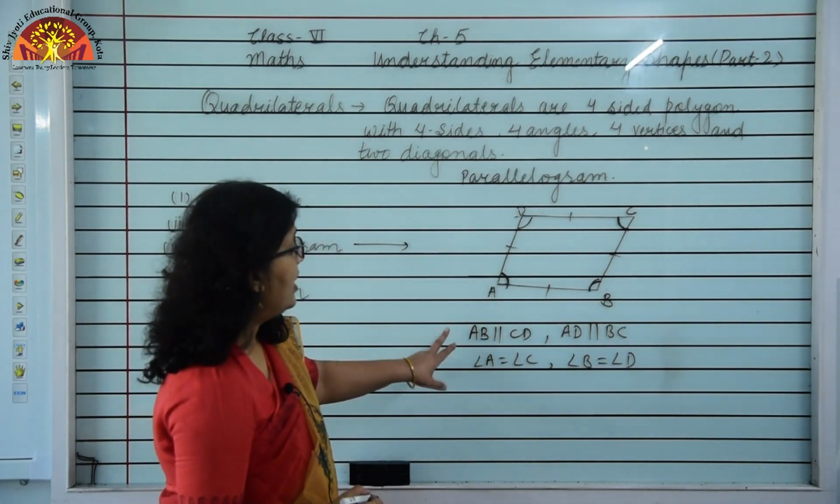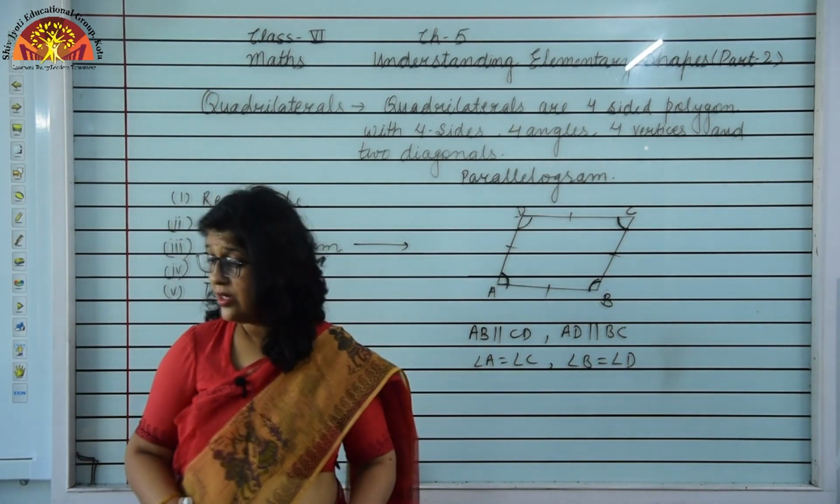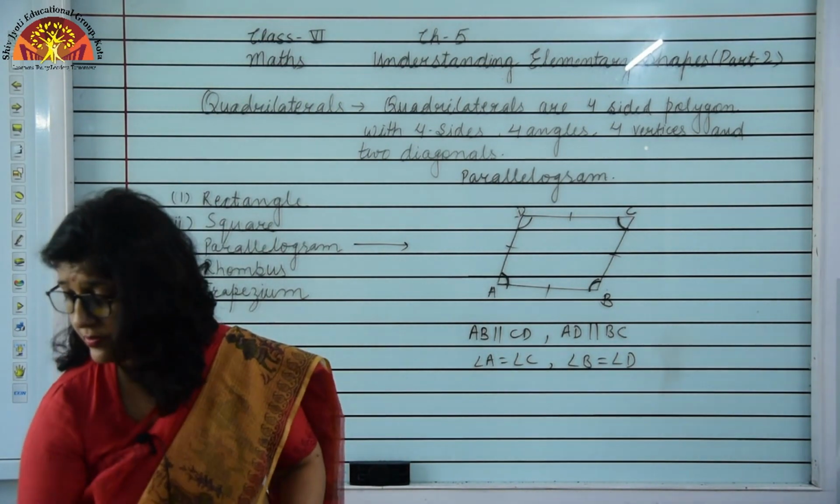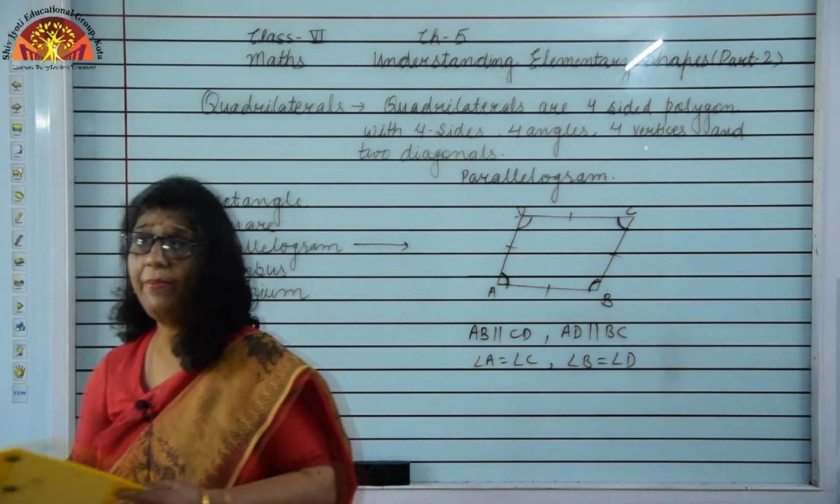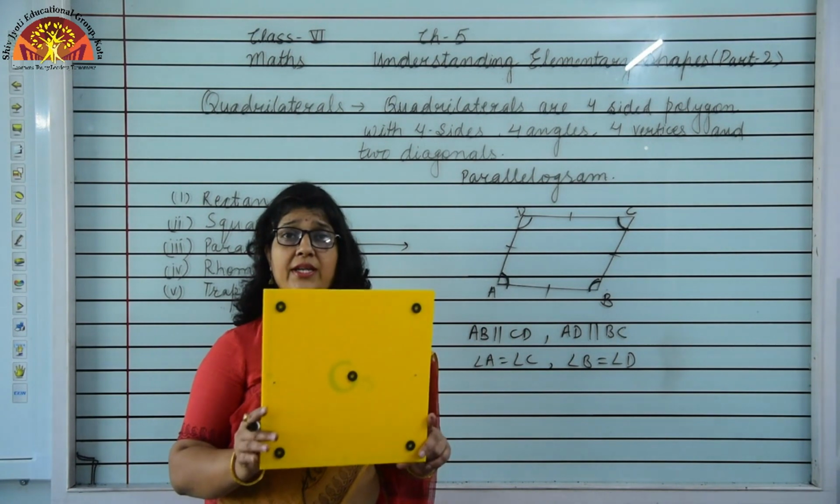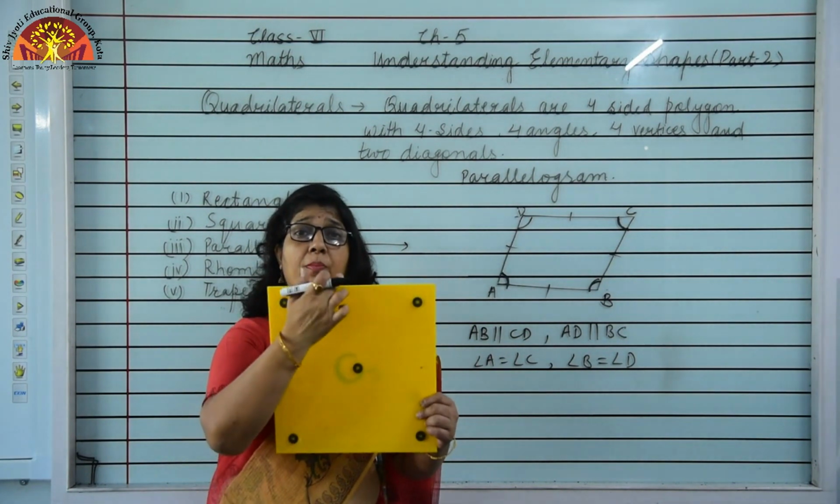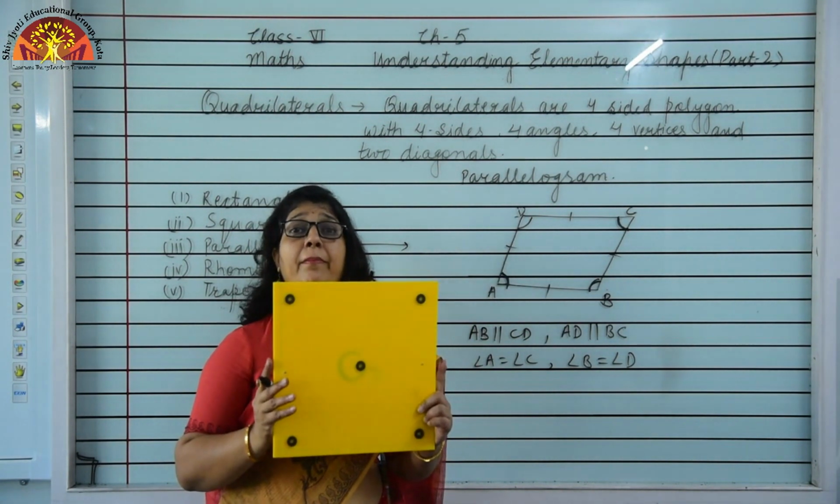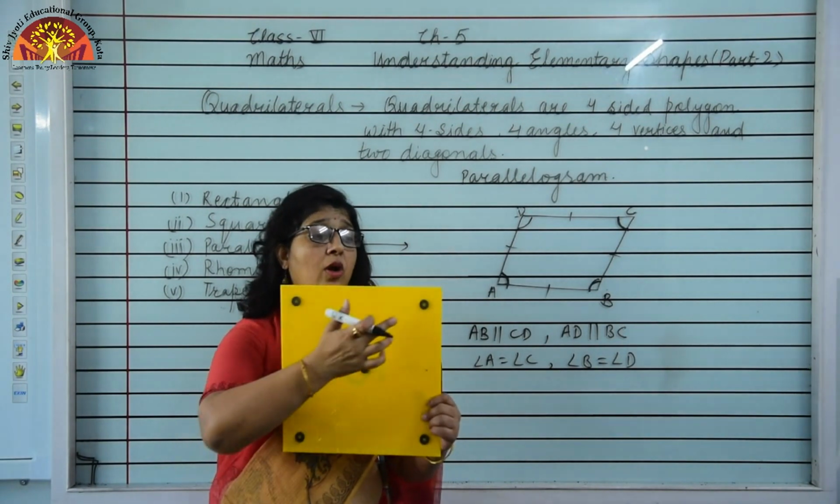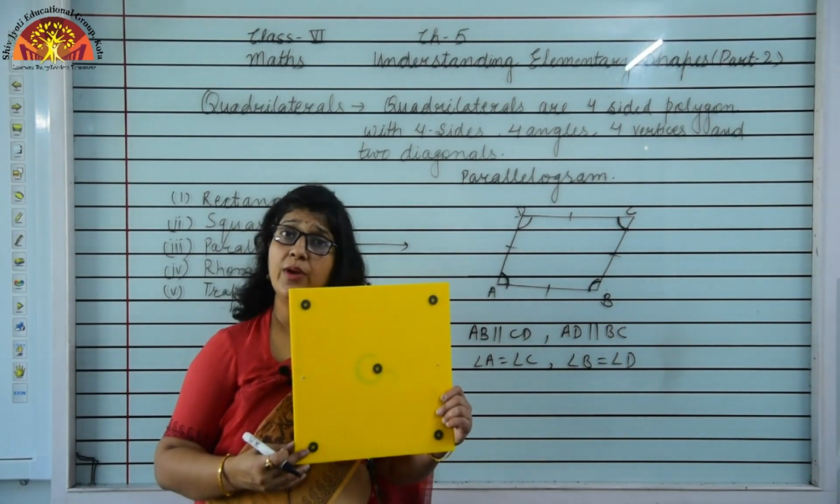Understood? Now students, look here, a square is also a parallelogram. A square is also a parallelogram because opposite sides are parallel. Understood? And opposite angles are also equal.